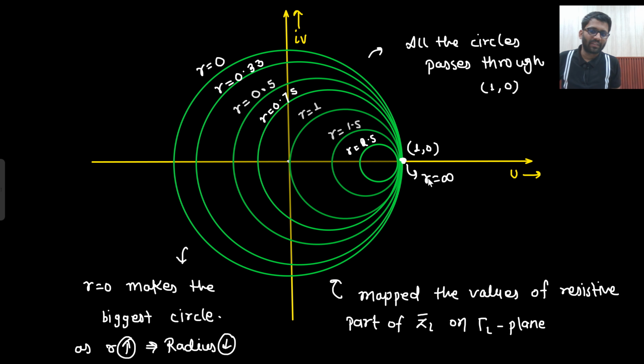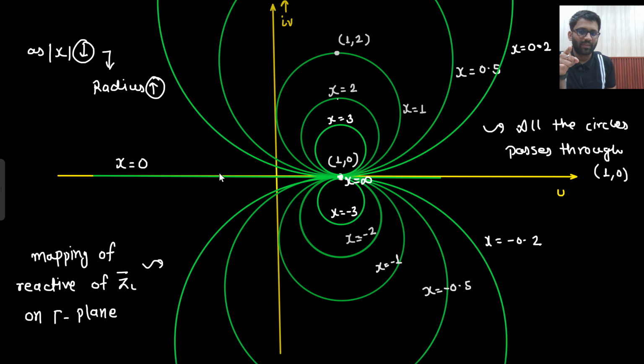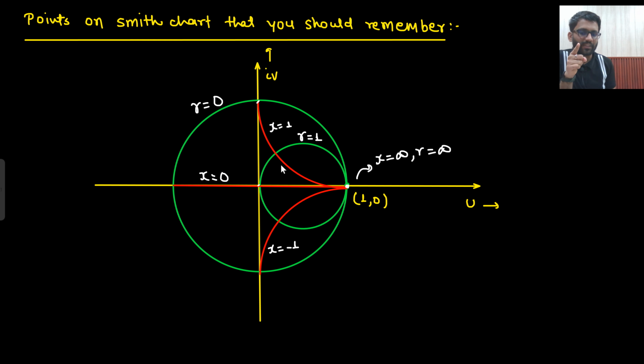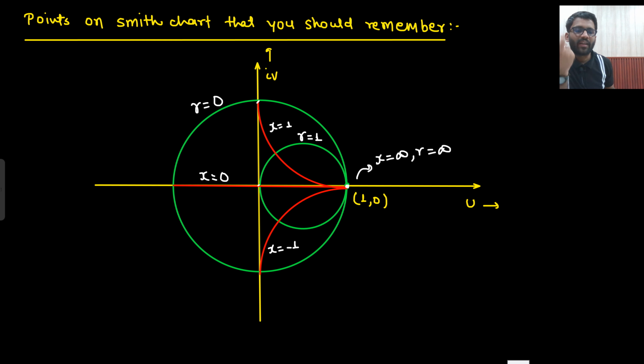Okay, so this is the biggest circle, and here the biggest circle is at x equals to 0, which has infinite radius. So from 1 comma 0 circles are being originated. As the value of x increases, the radius decreases. So initially x equals to 3, x equals to 2, x equals to 1, x equals to 0.5, x equals to 0.2. Which were the most important points? The most important were the x equals to 1 circle and the x equals to minus 1 circle. This is a complete circle only, but we are not going to show it because mode of gamma L can never be greater than 1.